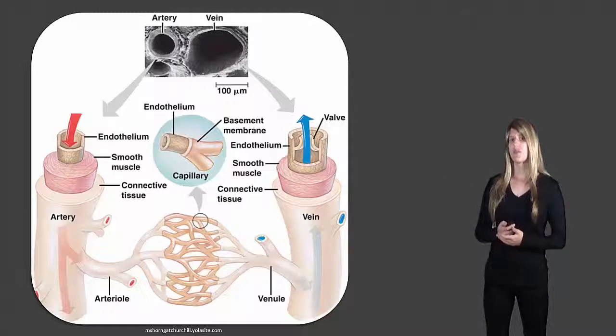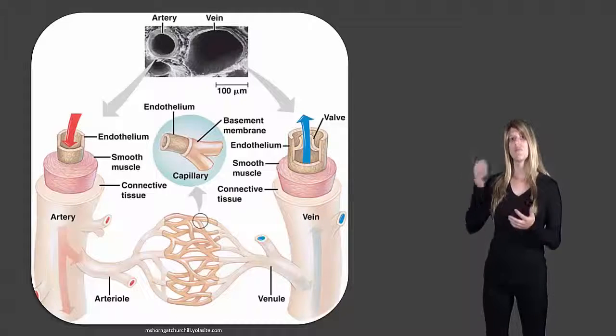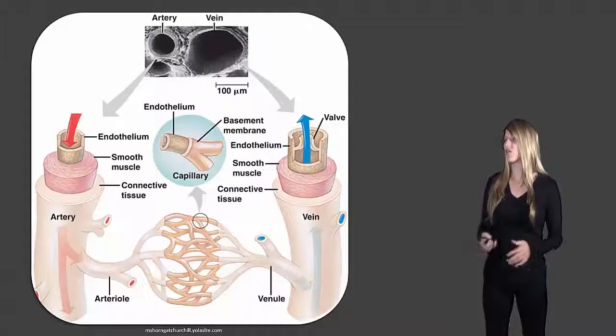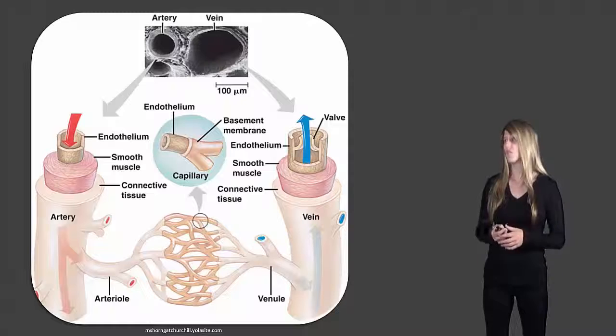Now as you can see from the picture here, they do look slightly different from each other, but they do have some of the same main tissues. So if we look at the arteries and veins, they both have a special type of epithelial tissue called endothelium. They both have smooth muscle, although the arteries have much more smooth muscle because the blood is coming to them under high pressure, so they need to make sure they don't just explode. And then they both have connective tissue, which helps support the shape of the blood vessel.